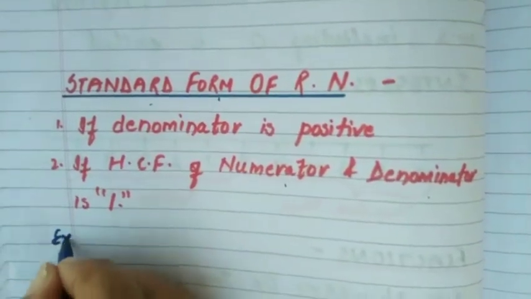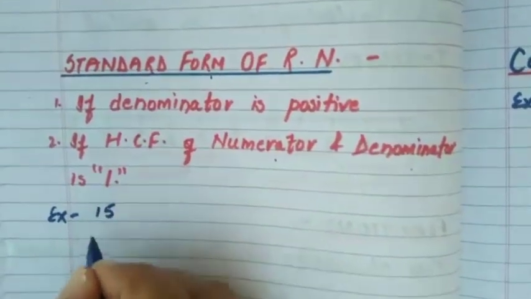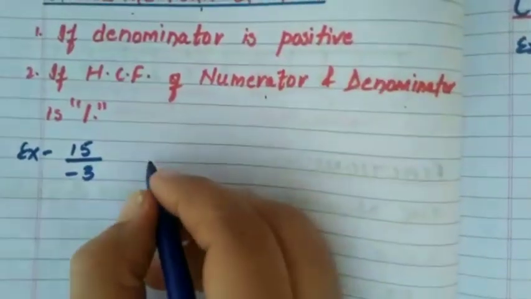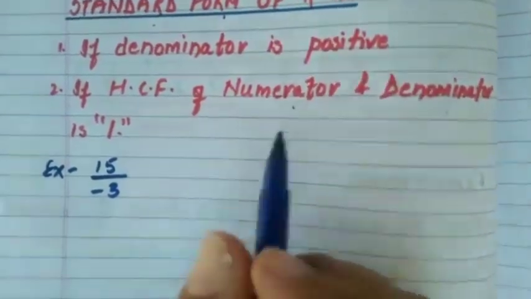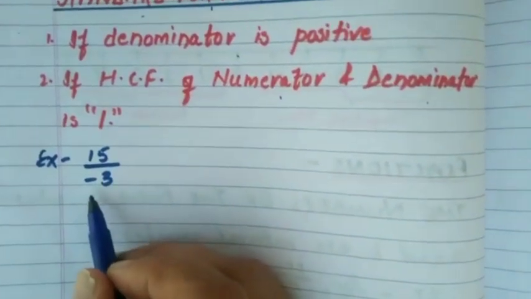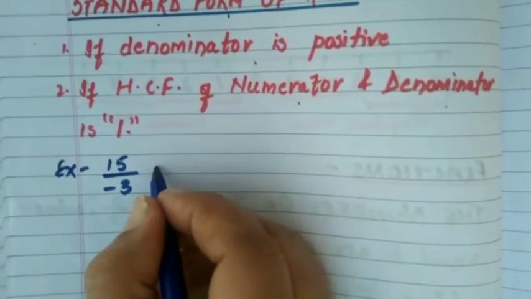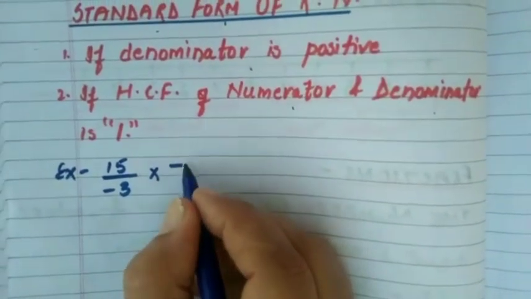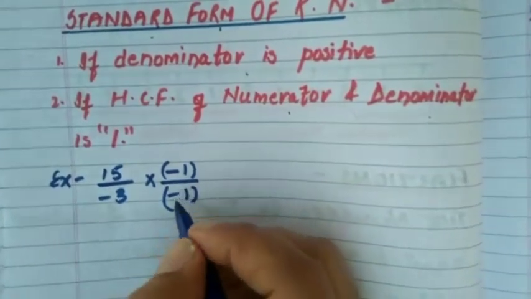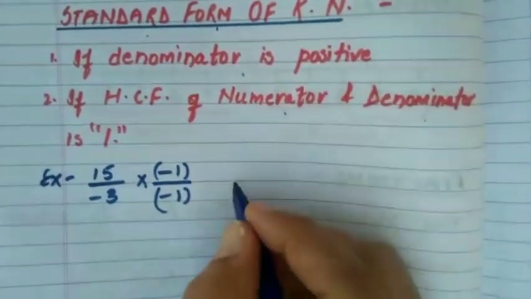Let's say the number 15 upon -3. Right now it is not in standard form, because the denominator should be positive, but here we have a negative denominator. So for the first condition, we will convert this negative denominator to a positive denominator by multiplying by -1 in both numerator and denominator.